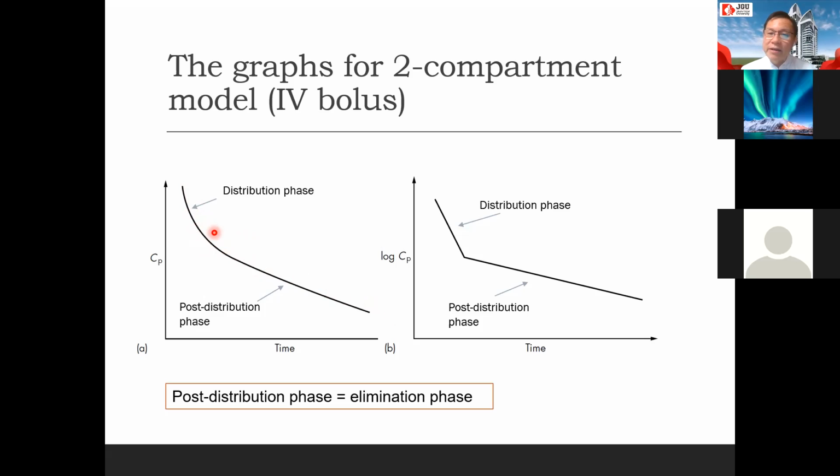the equation, the formula is very long because there is a Ka there, Ke there. So there are two. There's alpha and beta. Alpha for the distribution, beta for the elimination. So it is very messy. If we straight away calculate the concentration here, it is very messy. So for most of the time, we will wait until it goes to the elimination.